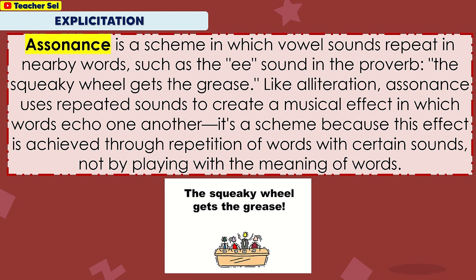Assonance is a scheme in which vowel sounds repeat in nearby words, such as the double E sound in the proverb, "The squeaky wheel gets the grease." Like alliteration, assonance uses repeated sounds to create a musical effect in which words echo one another. It's a scheme because this effect is achieved through repetition of words with certain sounds, not by playing with the meaning of words.